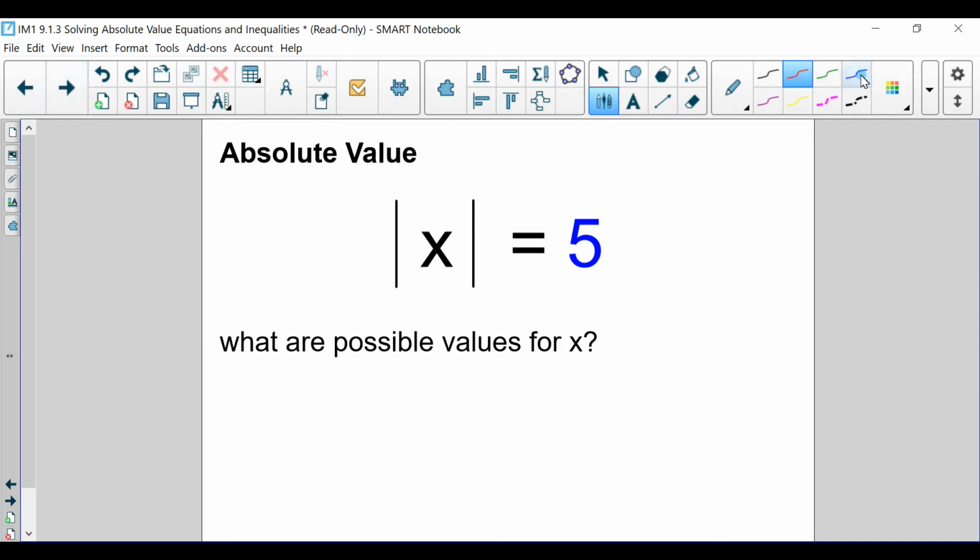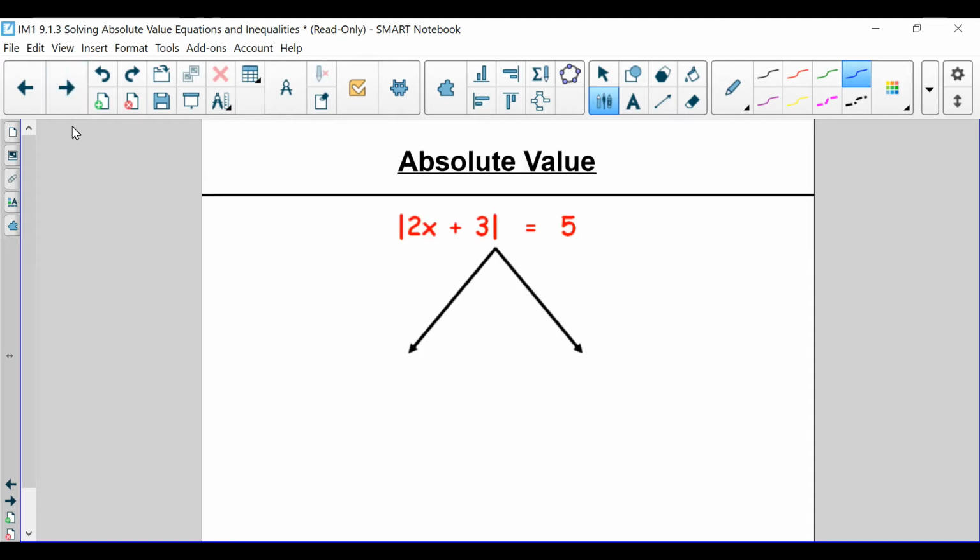Alright, now that we've talked about that, let's talk about it again. We say the absolute value of x is equal to 5. So we could say x can equal two things. It could be 5 or negative 5. Both are possible solutions.